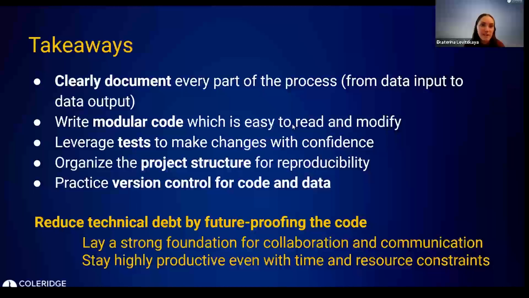In general, we recommend to minimize manual steps in every part of the process, write clean, simple modular code, which is easy to modify and maintain, leverage tests to be able to make changes in the code with confidence and check the correctness of outputs. And also think about organizing the project structure in the most clear possible way so that it can be easily reproduced and can be easily understood at a glance. And finally, practicing version control for both code and data. And we will talk about that more also in our upcoming webinars.